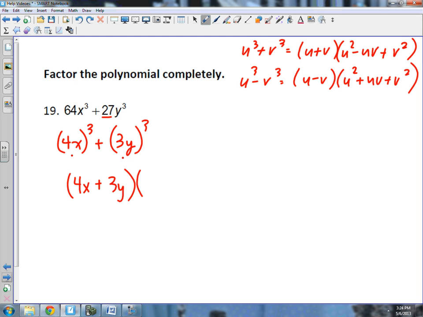So u and v go in the first parentheses. I'm going to take u squared minus, again, these signs are opposites, minus u times v. And I'm going to say plus v squared. Okay, so I did just follow the form, but again, it started with this step here.